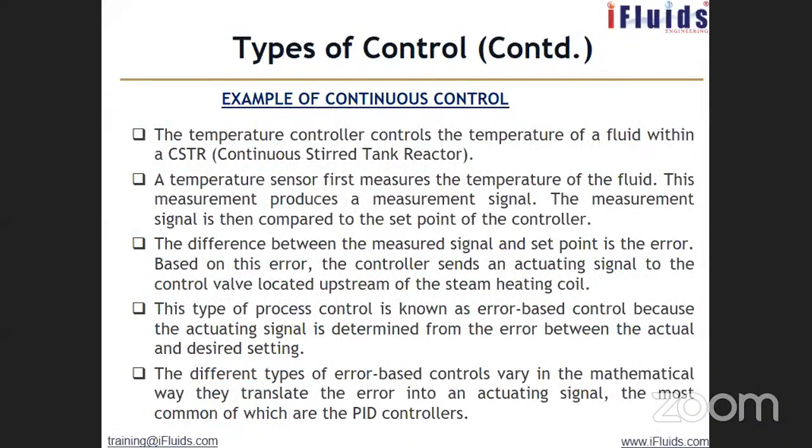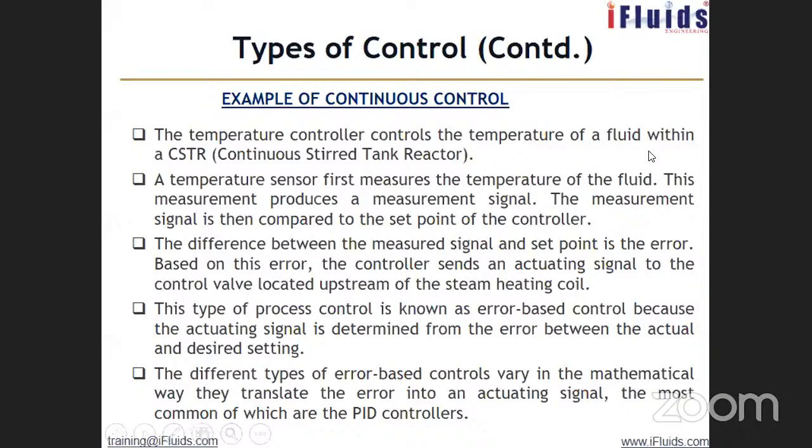An example of continuous control is the temperature of fluid within a continuous stirred tank reactor. In a reactor, some inlet fluid is continuously coming. There is mixing happening in the tank. Then some fluid is going out. You measure the outlet temperature of the vessel. It is a jacketed vessel where you use steam to heat the reactor contents. The outlet fluid temperature is measured and passes through a controller.